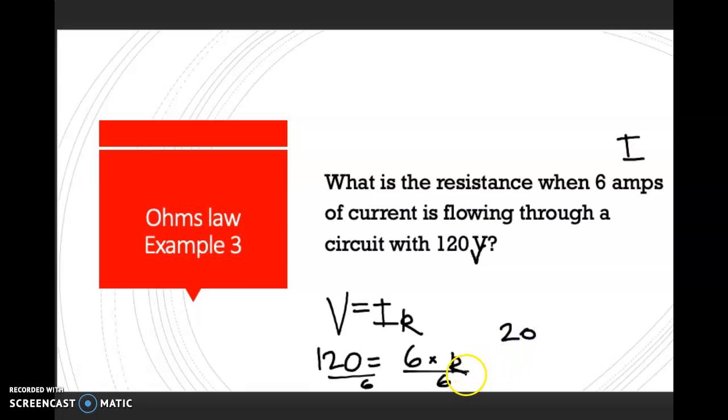And what is the unit to measure resistance? That's one we just learned. Ohms. We use the Greek letter omega. And that is how we calculate Ohm's law.